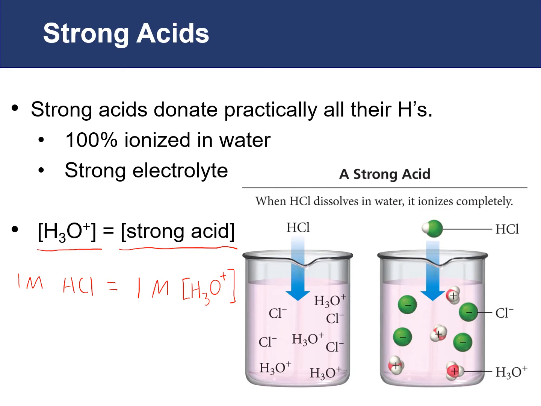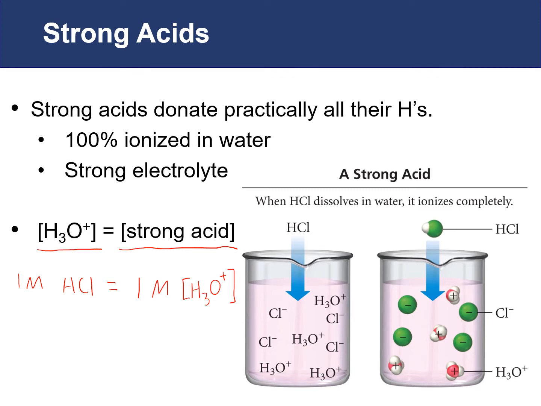So conceptually, looking at atoms in a beaker, if we put HCl into water, it's going to completely break up into chloride ions, Cl-, and forming hydronium ions when it reacts with the water.